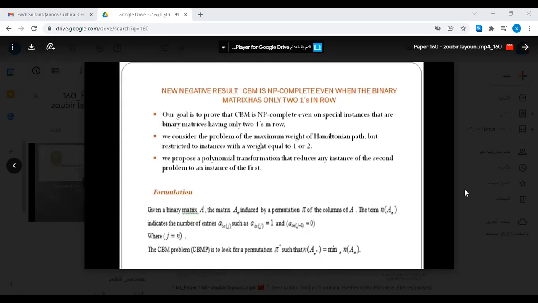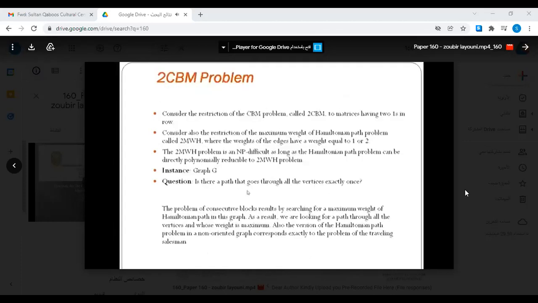We propose a polynomial transformation that reduces any instance of the second problem to an instance of the first. The formulation is presented below. The 2CBM problem: consider the restriction of the CBM problem called 2CBM, where the matrix has two ones in a row. Consider also the restriction of the maximum weight Hamiltonian path problem called 2MWH, where the edges have a weight equal to 1 or 2.